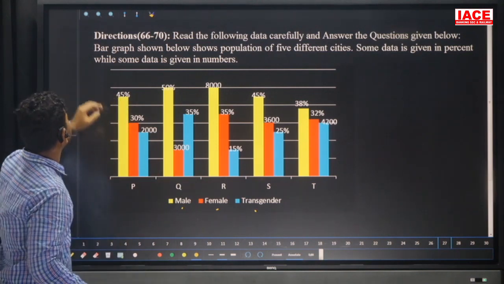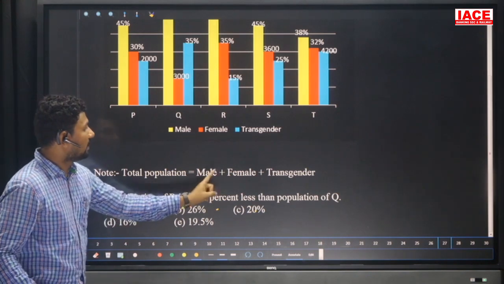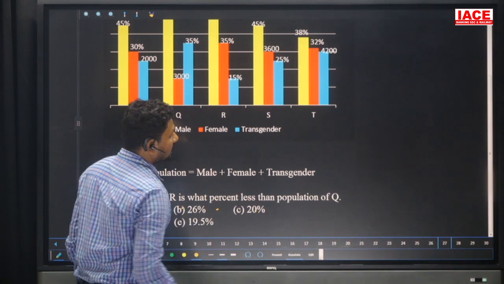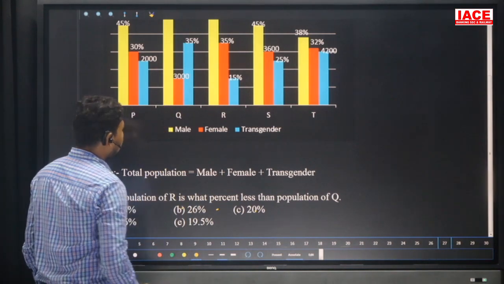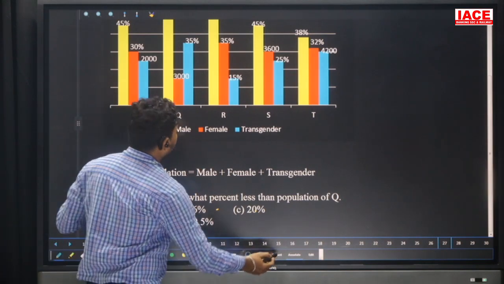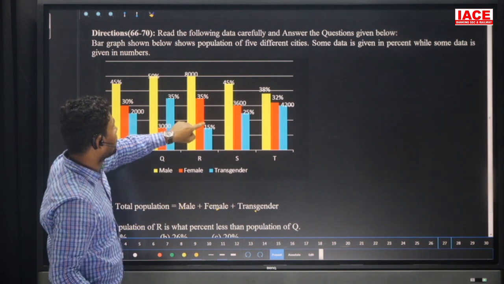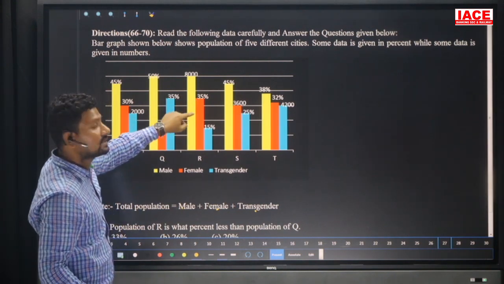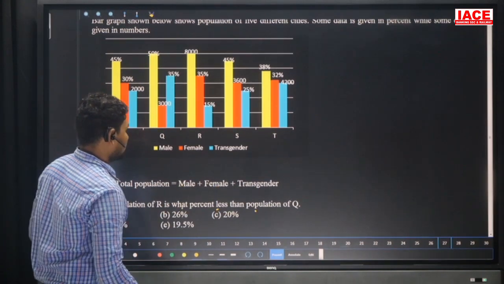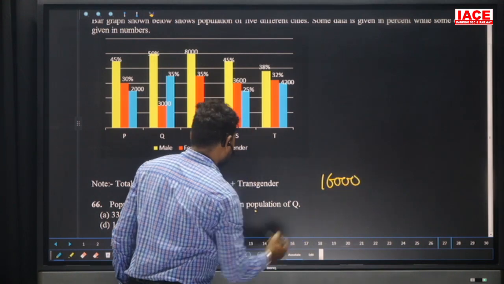Look at the first question here. The total population is equal to males, females and transgenders. The population of R is what percentage less than the population of Q? Then the population of R is required. Looking at R, the value is 8000 for 50%, 35% and 15%, so 50% is equal to 8000, which means the R population is 16,000.